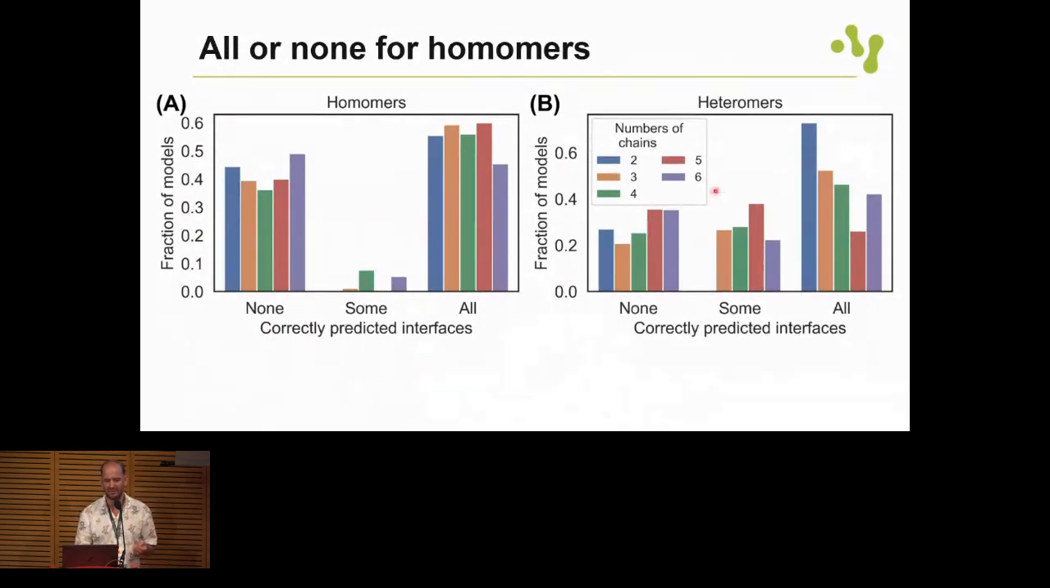However, for heteromers, in 1/3 of the cases, more or less, you get some of the chains incorrect while the others are correct. So it's 1/3 everything is correct, and 1/3 is one or two chains missing, and 1/3 none of them are correct. But for homomers, it's either all or nothing.